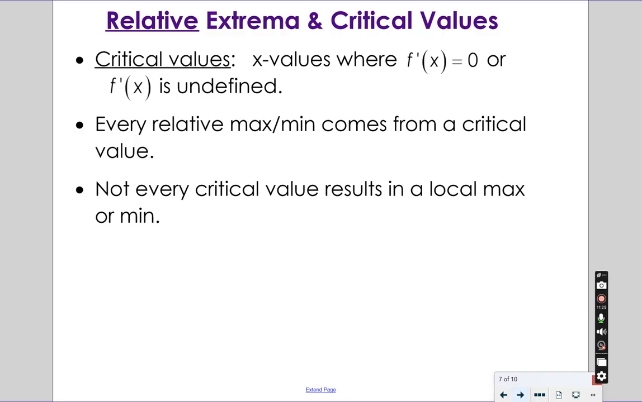Critical values, you already know this. X values where the slope is 0 or undefined. Every relative max or min comes from a critical point. However, not every critical point will give you a local max or min.